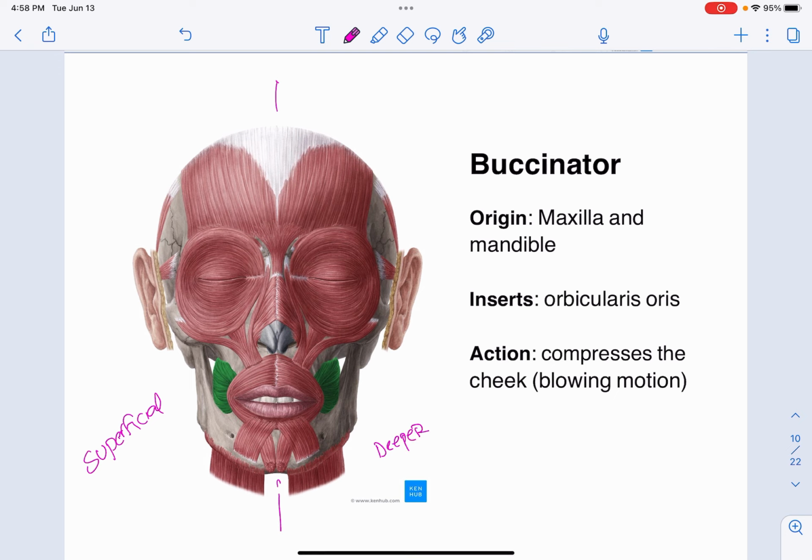So the buccinator is a deep muscle, meaning you would have to take off layers of muscle before you can see the buccinator. All right, so the buccinator originates at the maxilla. Okay, so here's the maxilla, right? It inserts into the orbicularis oris, so that is the muscle around the mouth. And this is going to compress the cheeks, like a blowing motion, or if you're whistling, that's the buccinator.